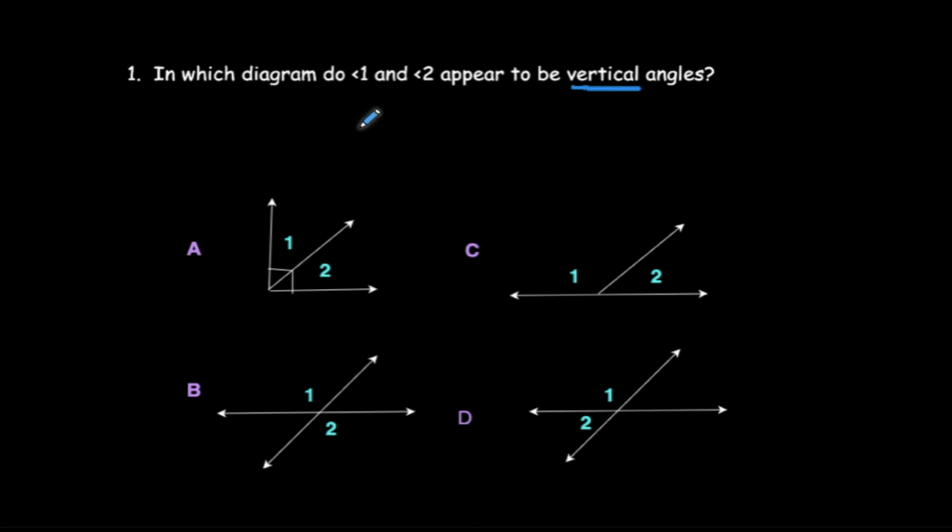Looking at letter choice A, that doesn't match. These angles are not directly across from each other, or they're not direct opposites of each other. What about choice B? Yes, this is the correct answer choice, because if you take a look at angles 1 and 2, they are directly opposite each other, so that means they are congruent. Okay, so let's move on to question number 2.